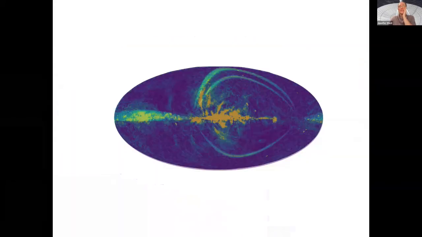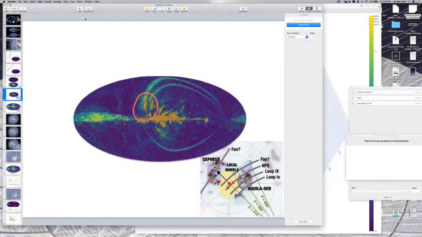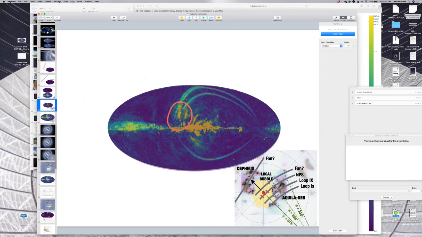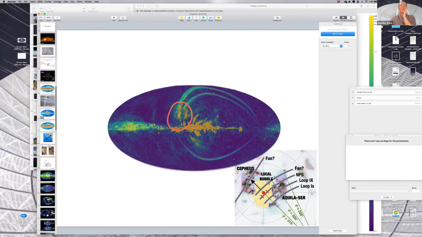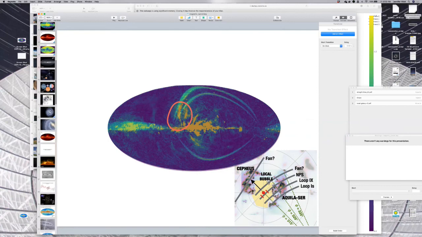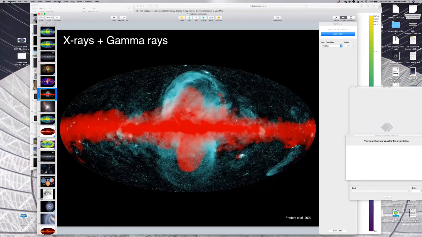What was your question? Well, when I look at those few lines that you have in the picture and your explanation, it seems to indicate that's a local phenomenon, like very close to us. But when I look at the other stuff with the X-rays and gamma rays, that seems to be more related to the galactic center. So are they different things?